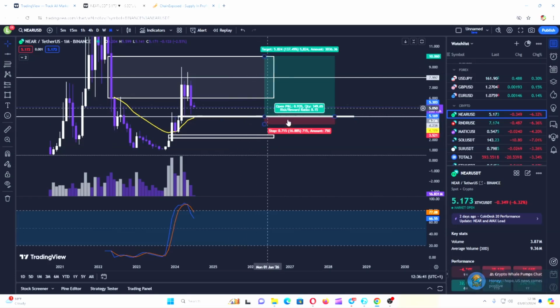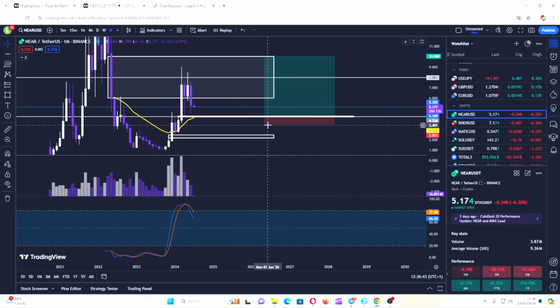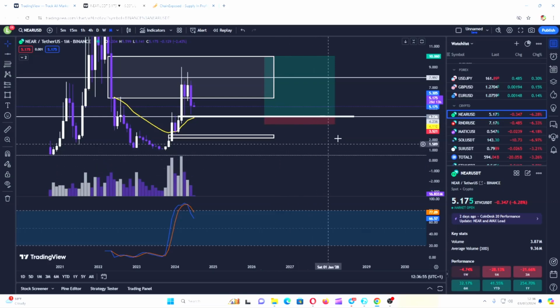I'll be taking a long in there. If it stops me out, it stops me out. I've got another opportunity here to take another long if it retraces that far. I don't think it's going to retrace that far, but, disclaimer, it's not financial advice, this is how I'm looking at the charts. There will be my long setup.